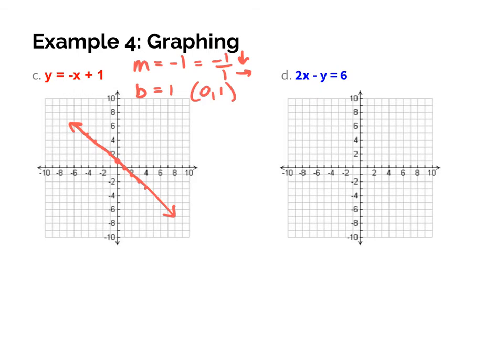But I want to show you guys, if you don't, let's say you forget or don't remember, and you like graphing in slope-intercept form better, in order to graph this in slope-intercept form, we have to make this equation look like slope-intercept form. Slope-intercept form, again, looks like y equals, and then you have the rest of your equation.